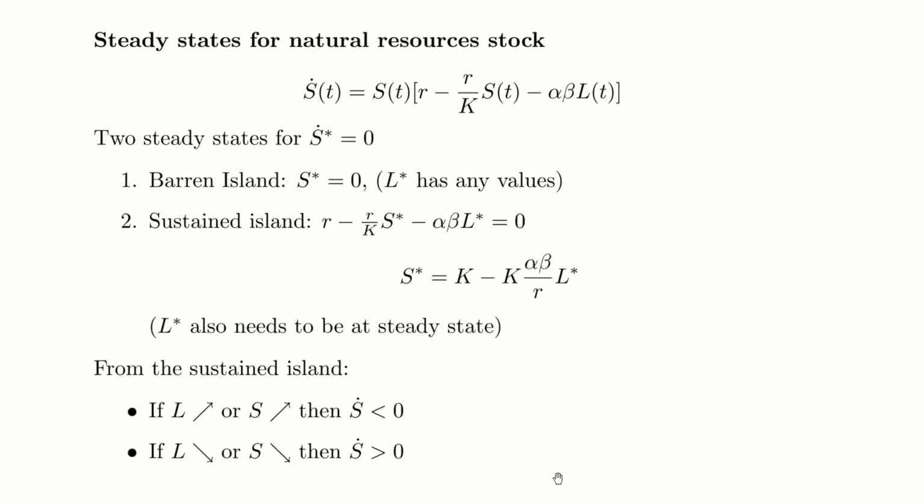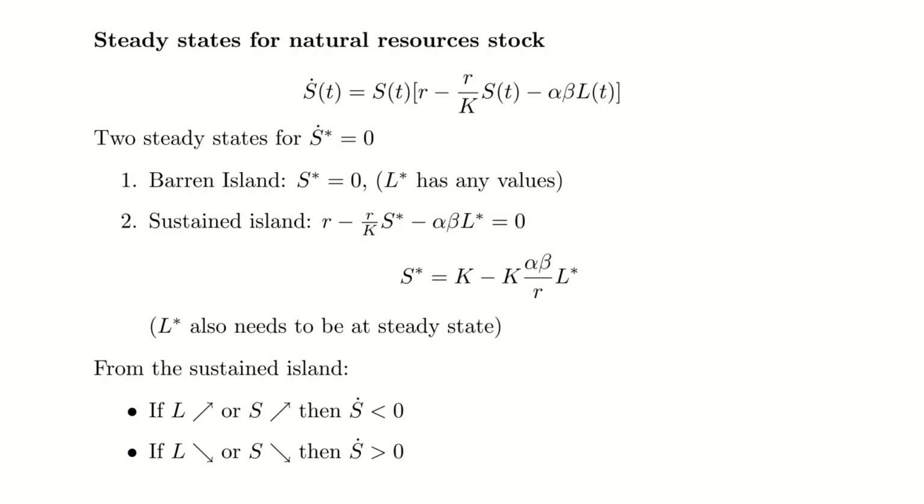As always, we denote the steady states by a star. Since S dot is a product of two factors, if either factor is 0, then S dot equals 0 and S is at steady state. The first steady state happens at S equals 0, which corresponds to a barren island. No nature exists, so nothing can grow. The second steady state corresponds to the inside of the parenthesis being 0. We call it the sustained island, where natural growth is exactly equal to harvesting.